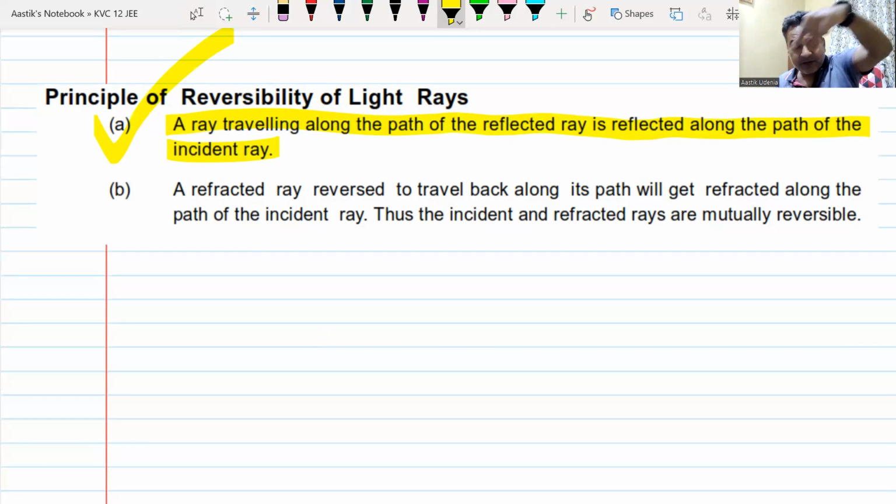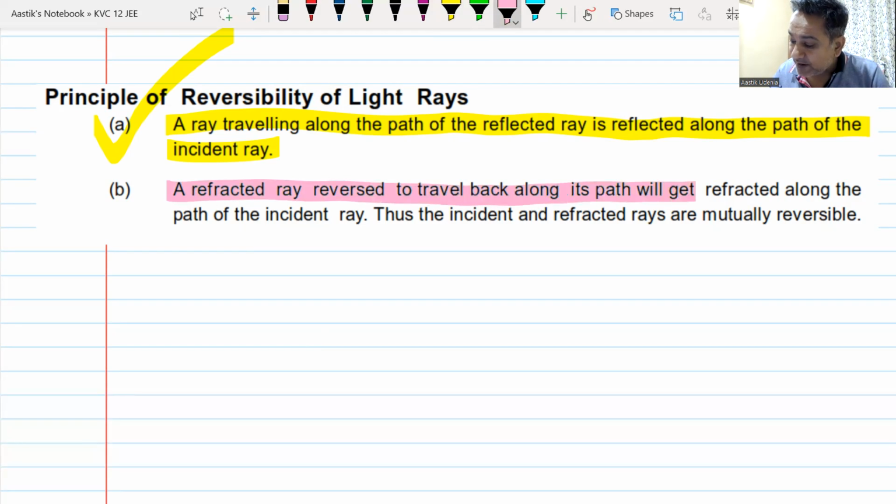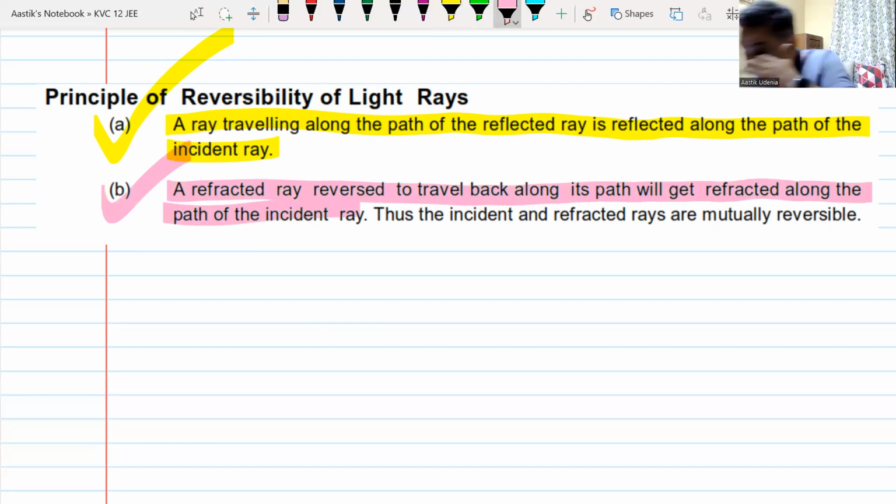Similarly, I do the reverse. A ray is traveling from medium 1 to medium 2. In medium 1, it is the incident ray. In medium 2, it is the refracted ray. If I reverse it, it goes from medium 2 to medium 1. The medium 2 ray will become the incident ray and the medium 1 ray will become the refracted ray. A refracted ray reversed to travel back along this path will get refracted along the path of the incident ray. So this principle of reversibility of light rays is applicable everywhere. You have an incident ray, so you have a reflected ray. If the reflected ray is reversed, it becomes the incident ray, and vice versa for refraction.